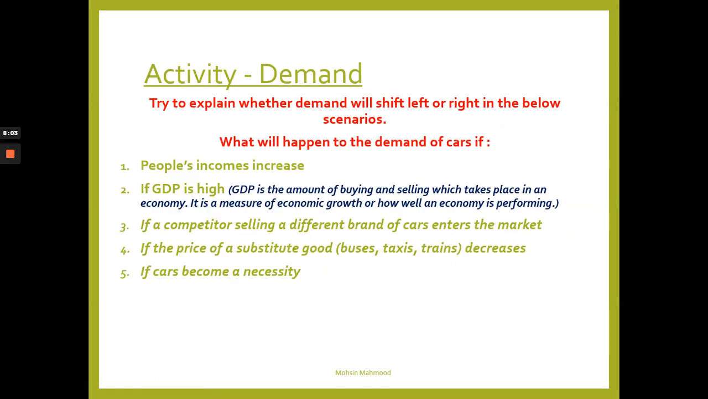Now we have a little activity here. You need to try to explain whether demand will shift left or right in the below scenarios. So what will happen to the demand of cars if, number one, people's incomes increase. Number two, if gross domestic product is high. If you don't know, GDP is the amount of buying and selling which takes place in an economy, to put it short. It is a measure of economic growth or how well an economy is performing. So if the amount of buying and selling is high, how will that affect the demand of cars? If economic growth is high, how will that affect the demand of cars?